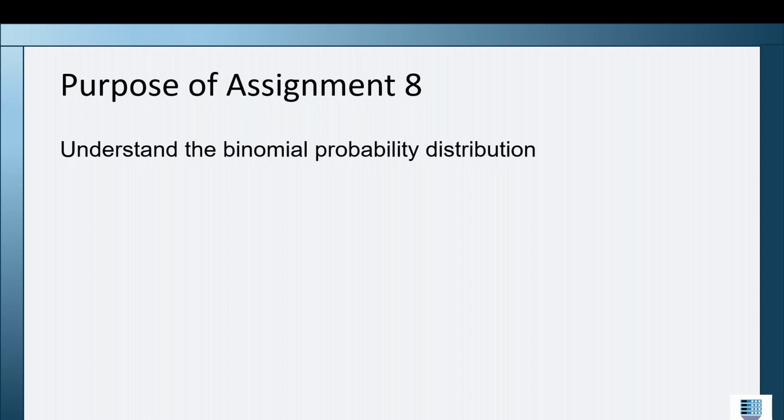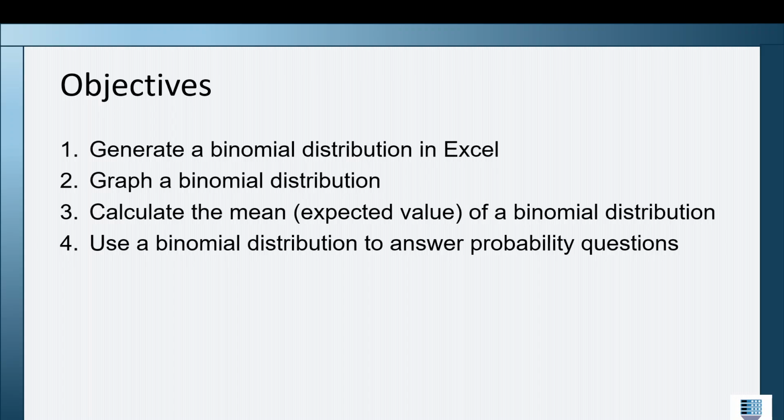The purpose of this assignment is to understand the binomial probability distribution, which is a discrete probability model. Our objectives are to generate a binomial distribution in Excel because, unlike prior work, this distribution can be generated from theoretical parameters, and it introduces us to the idea of making models in statistics using theoretical assumptions and not necessarily having the empirical data on hand.